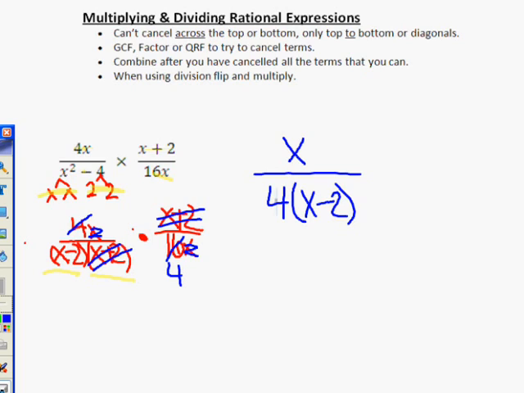So if you look, we canceled the 4 out of the 16, and you can cancel your x's across diagonally. So then you completely get rid of the 4x, and you get rid of 4 and an x out of the 16x. And then you can cancel diagonally the x plus 2 and the x plus 2, which will give you an answer of x over 4 times x minus 2.